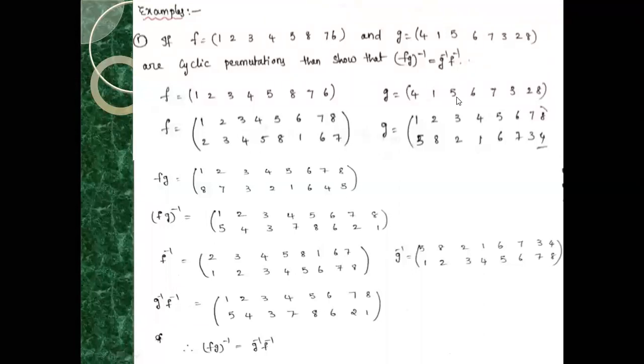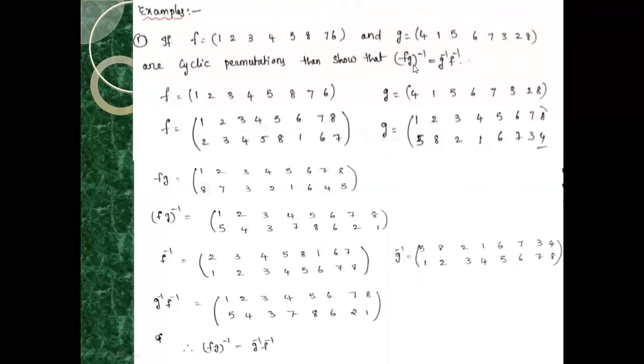So 1 is related to 5, so 1 is mapped to 5. 5 is related to 6. 6 is related to 7. 7 is related to 3. 8 is related to 4. 2 is related to 8. This is the given permutation for G.